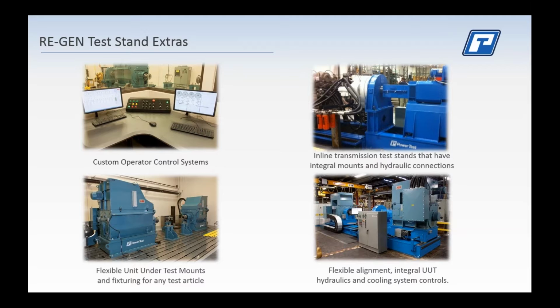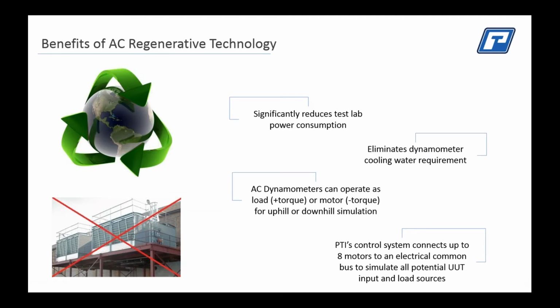Some benefits of AC technology are, again, it significantly reduces power consumption, which is not needing water, and not needing to have that input power just consumed. You're actually recirculating it. We can operate full torque at 0 speed as well as have motoring, uphill and loading downhill simulations. And then our standard control system can actually control up to 8 motors for agriculture applications where you're testing various wheels on a multi-wheel vehicle or PTOs or various power takeoffs.